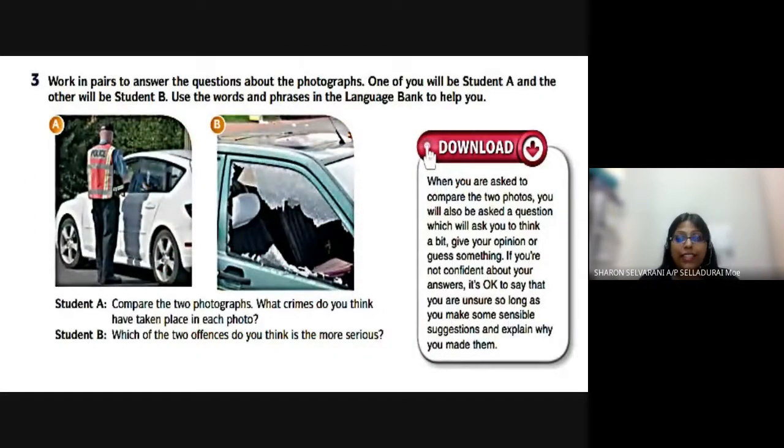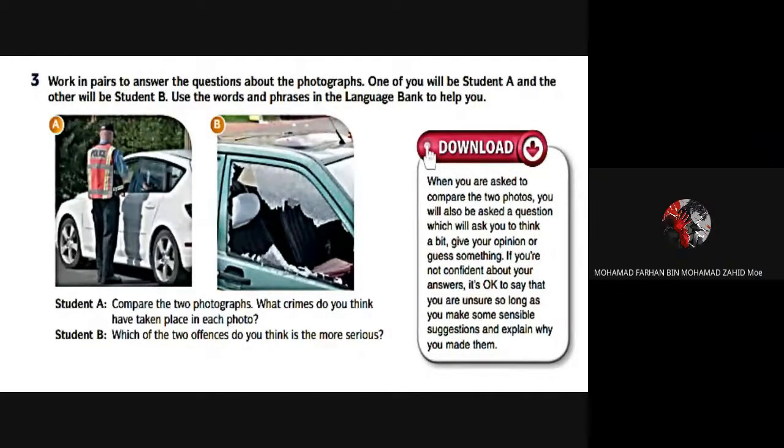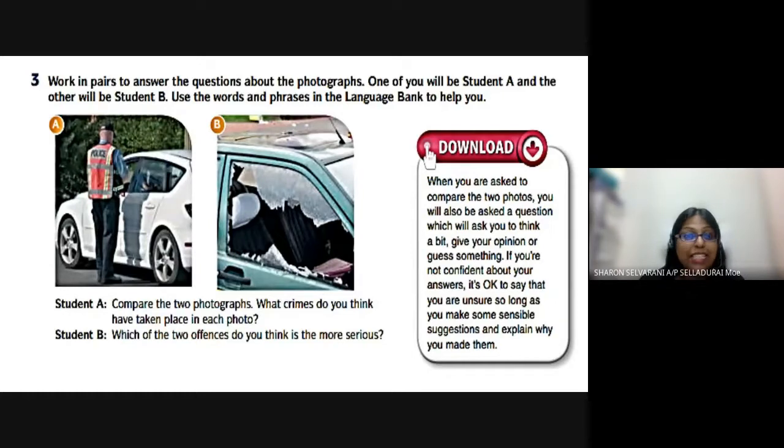So let's look at these two pictures here. Picture A and picture B. Compare the two photographs. What crimes do you think have taken place in each photo? In picture A, what's happening here? What do you think is happening? Why did the police stop the car? Speeding. Okay, possibly it is speeding.